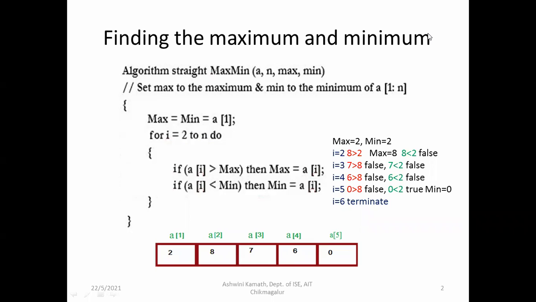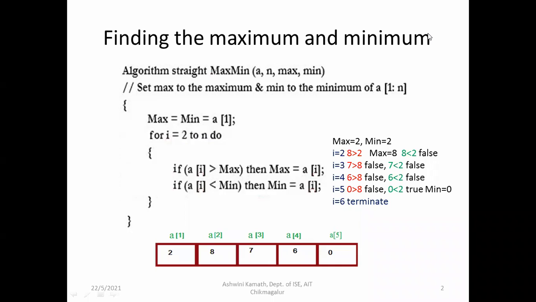What is the basic operation here? Basic operation is the comparison. So how many comparisons? 2 comparisons. The basic operation will reside in the innermost loop of the algorithm. Here we have only one loop. In that loop we have 2 comparisons. One is less than, another one is greater than. So for each value of i, 2 comparisons will execute.